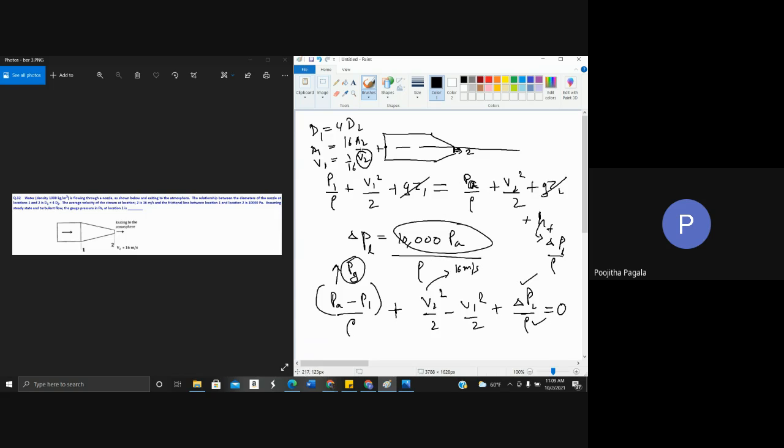But we know V2 is given as 16. So V1 is going to be 1. So we know V1 as 1 meter per second. And we know the density. So we can solve this equation to calculate this term, which is the gauge pressure.